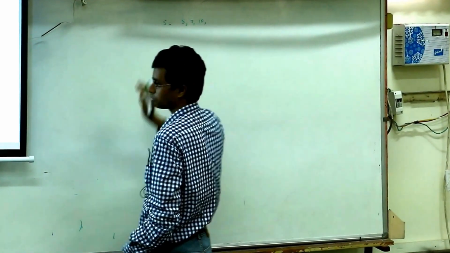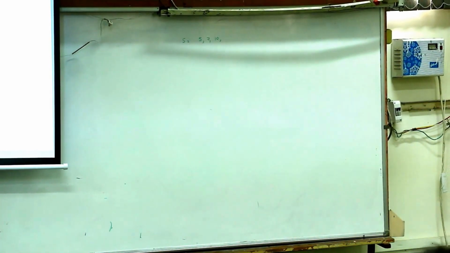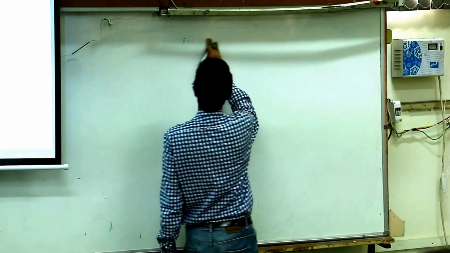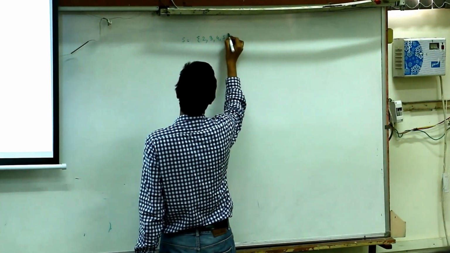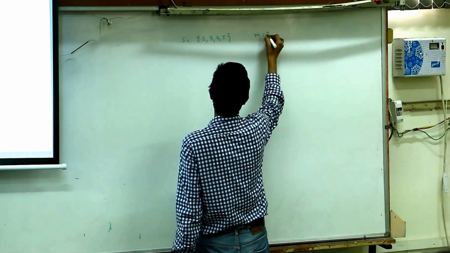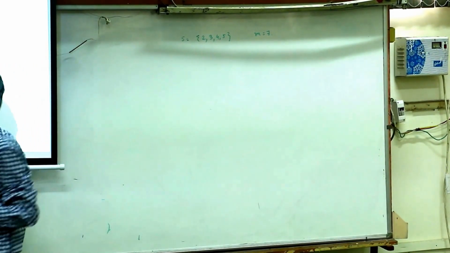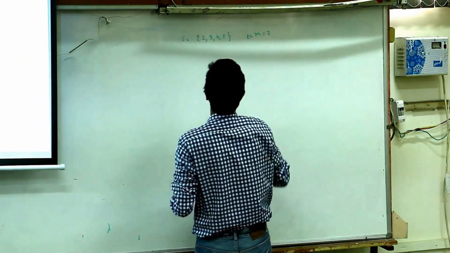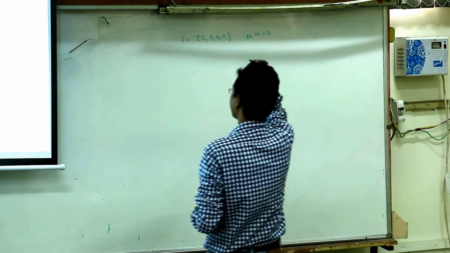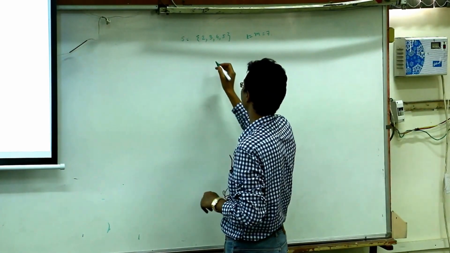So maybe we'll take a small example. Let's take a smaller example, maybe that's easier. S is 2, 3, 4, 5, and M is 7. So what is M? M is K. Sorry about that. M is K. Okay, so the backtracking initially will be like this.